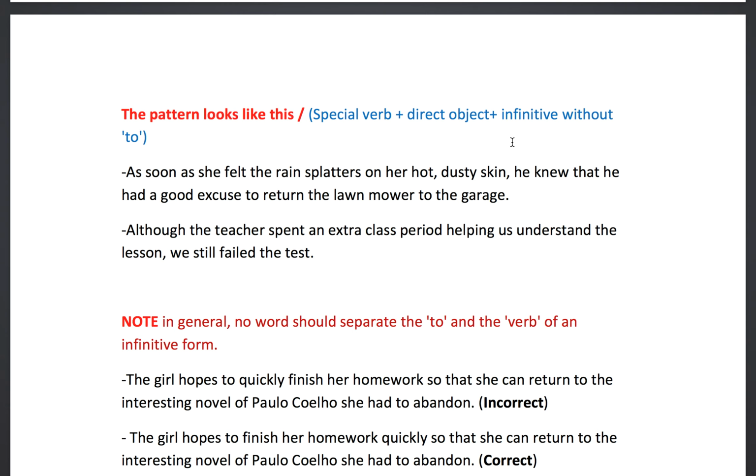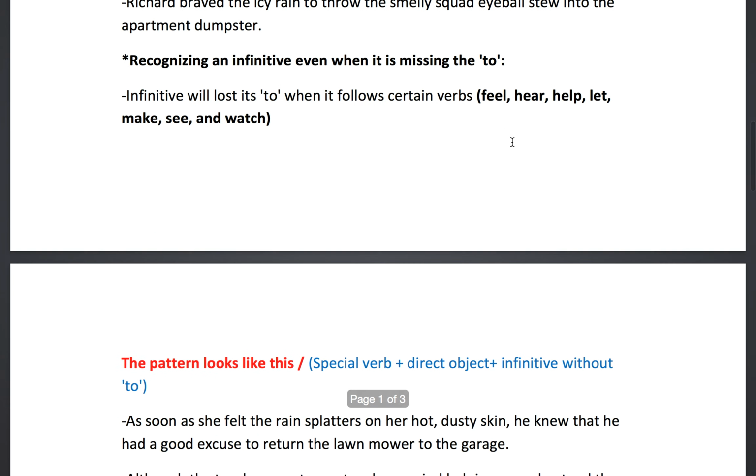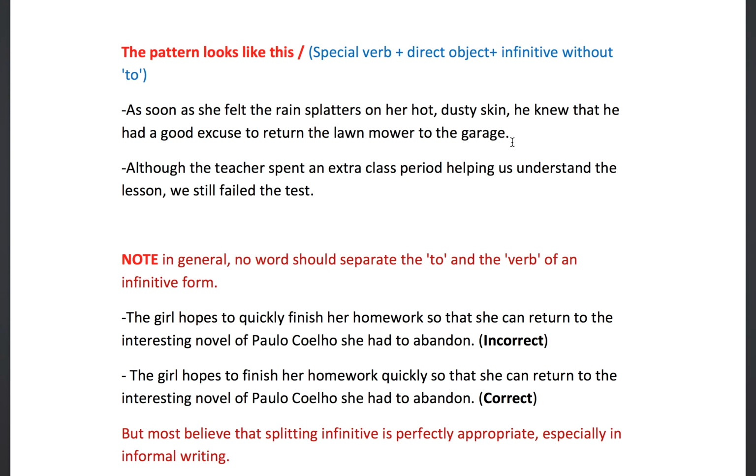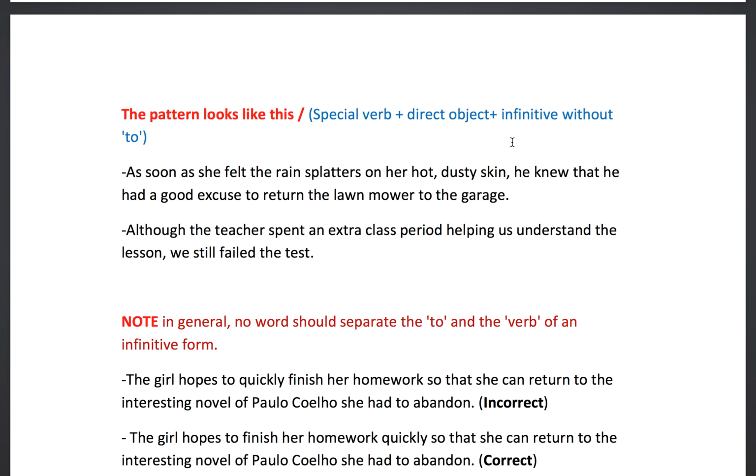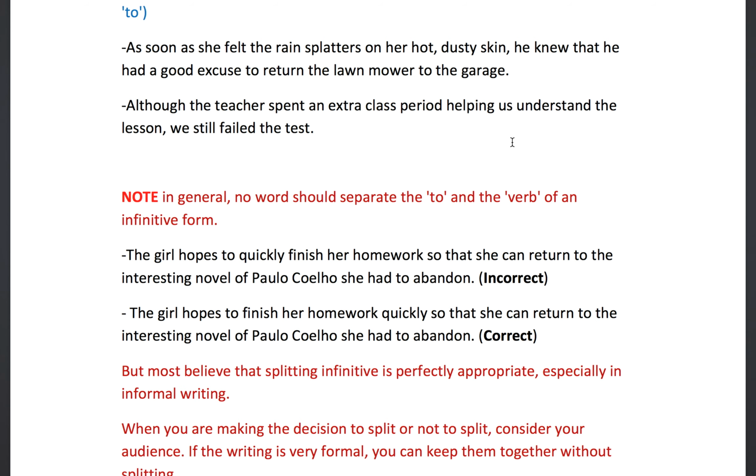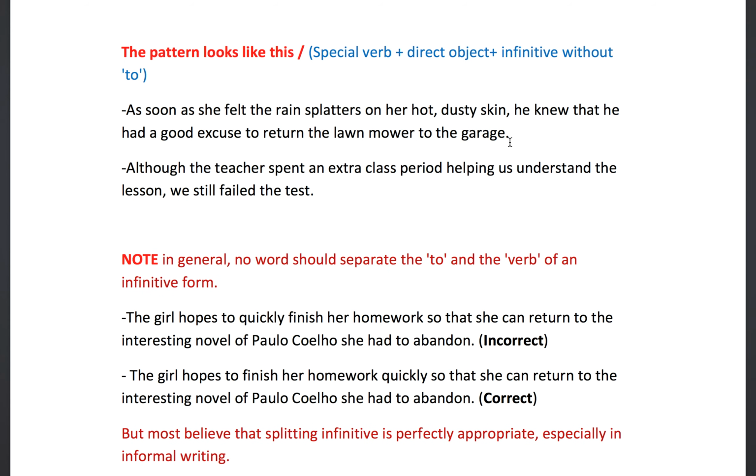The pattern looks like this for this point. We have a special verb in a sentence, as we talked about, plus a direct object. They need an object to complete their meaning, and then we have an infinitive without to after them. You can write it, but you can also omit it or remove it. Here, as soon as she felt the rain splatter, that should be splatter. The rain is an object of the sentence and that should be the infinitive clause.